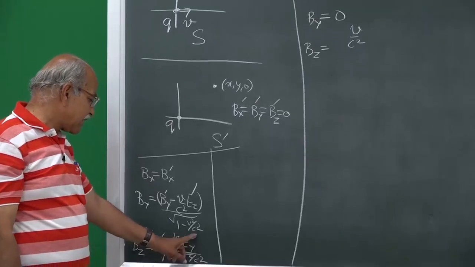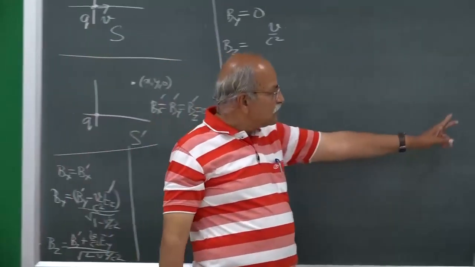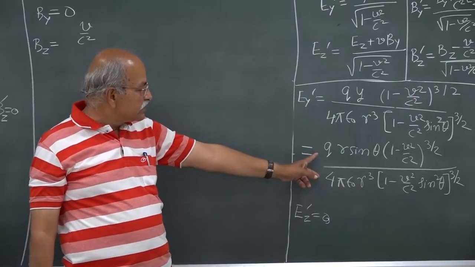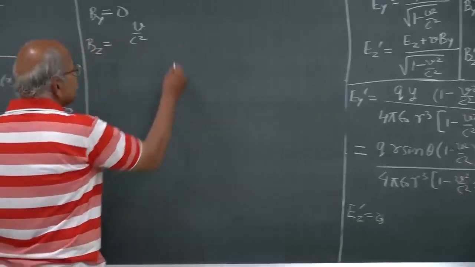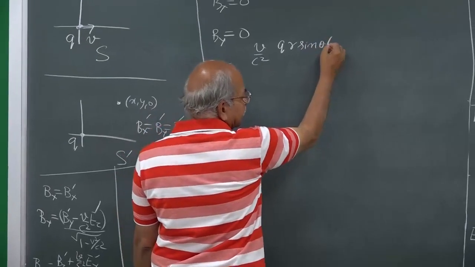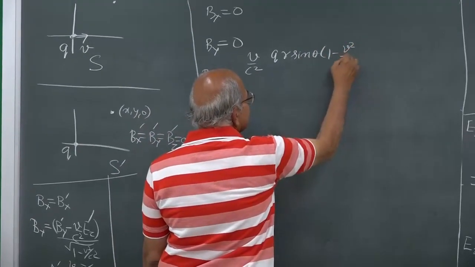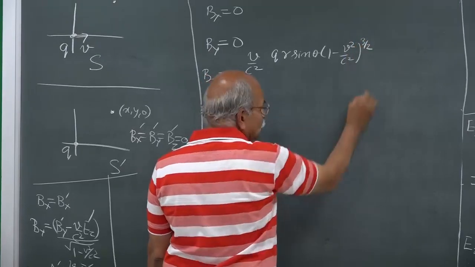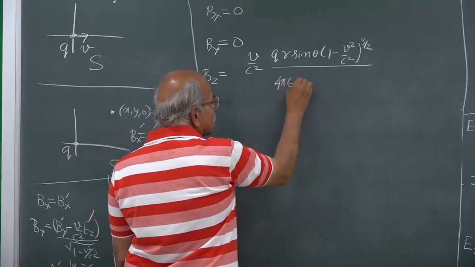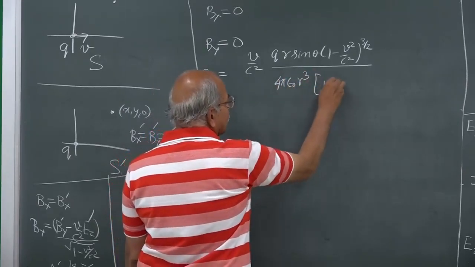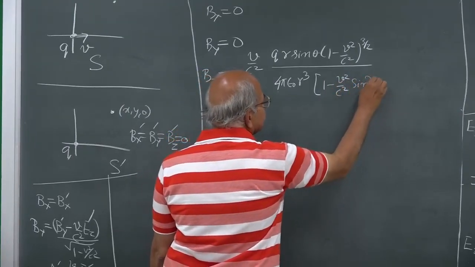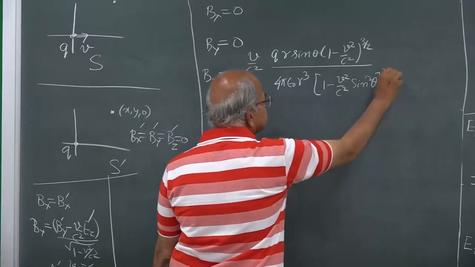And Ey prime, we had derived it in the previous lecture, it's still on the board, so I will use this. This is Ey prime. So it is Q R sin theta, 1 minus V square by C square power 3 by 2, divided by 4 pi epsilon naught R cube, 1 minus V square by C square sin square theta, and then to the power 3 by 2.